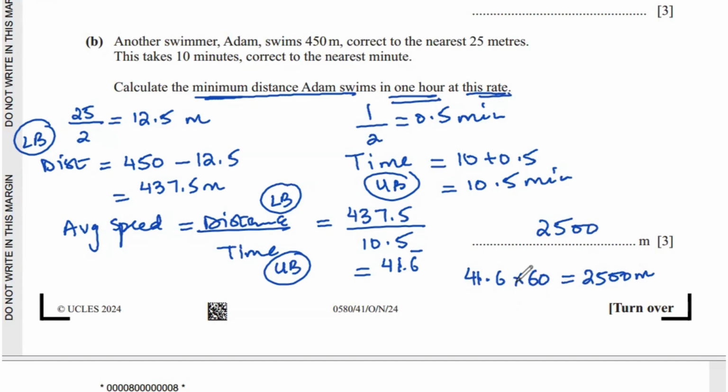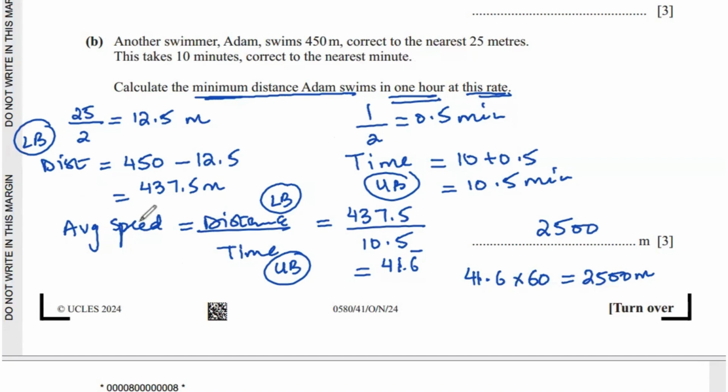To summarize this, first we will use the degree of accuracy, divide that by 2 to get what we will be adding or subtracting to find the upper and lower bound. Since they're talking about the minimum distance that he swims in 1 hour at this rate, first to find the rate, which is the speed in this case, we divide the distance by time. And since we're dividing distance by time and we want the minimum distance, we're going to find the lower bound of the distance, which is the numerator, and the upper bound of the time. For the lower bound, we subtract, and for the upper bound, we add.